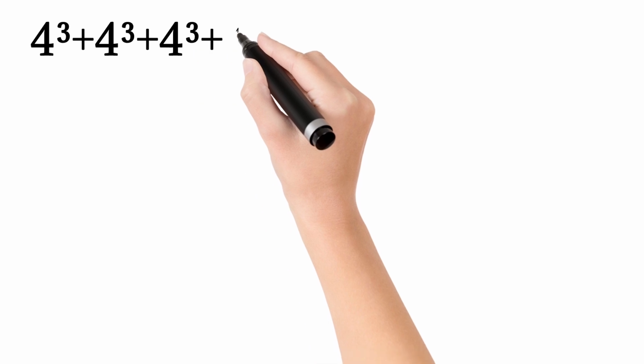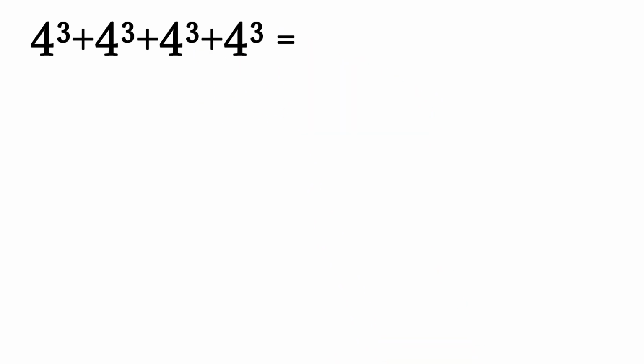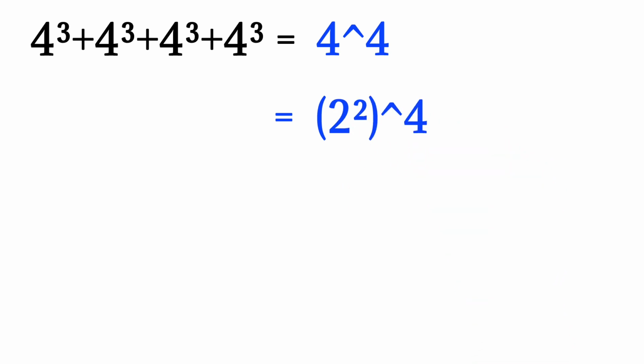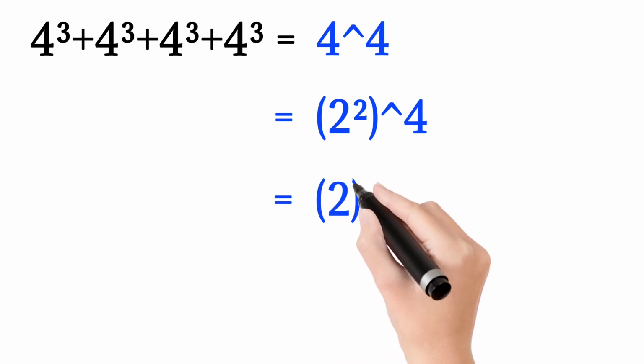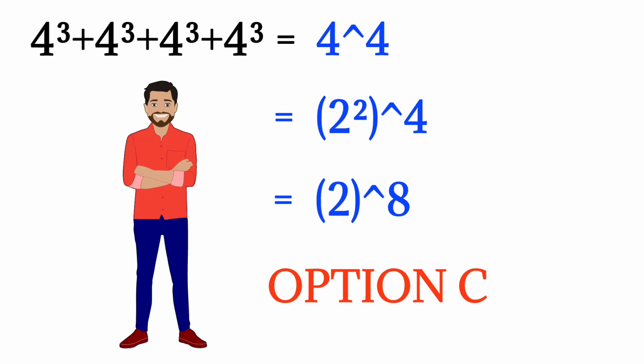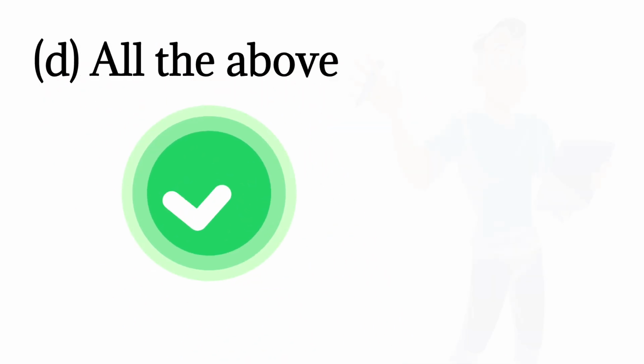Now let's check another option too. In the last step we have simplified it to 4 to the power 4. We will start from there only. 4 can be written as 2 to the power of 2. Therefore it will become 2 to the power of 2 to the power 4. Now we have to apply the identity a to the power m to the power n, which is equal to a to the power m into n. Hence it will become 2 to the power 8. Which is option C. Interesting, isn't it? Hence, we can clearly see that the correct answer is option D, which is all the above.